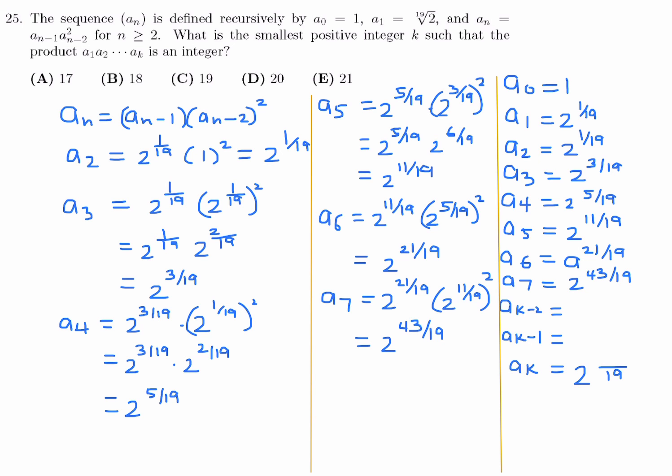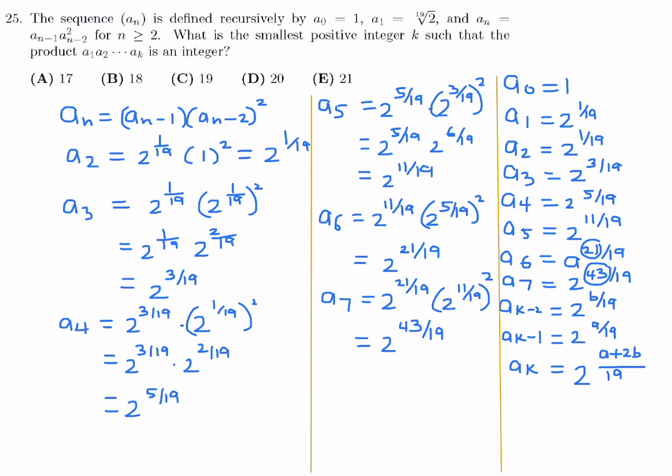So for example, let me explain what I mean by that. Let's say we had 2 to the power of a over 19 for a_{k-1}, and a_{k-2} is 2 to the power of b over 19. When you do a_k, it looks like it's going to be a plus 2b. And you can test that out.